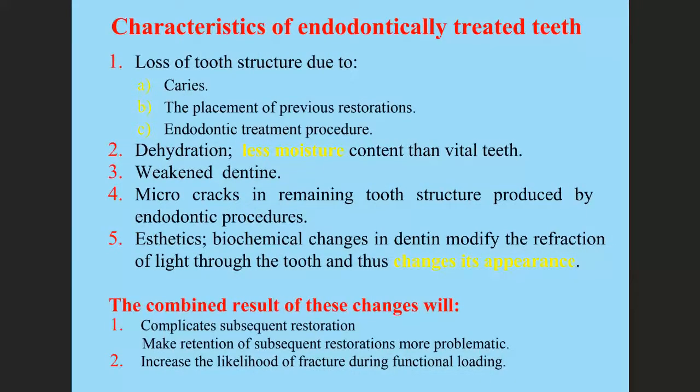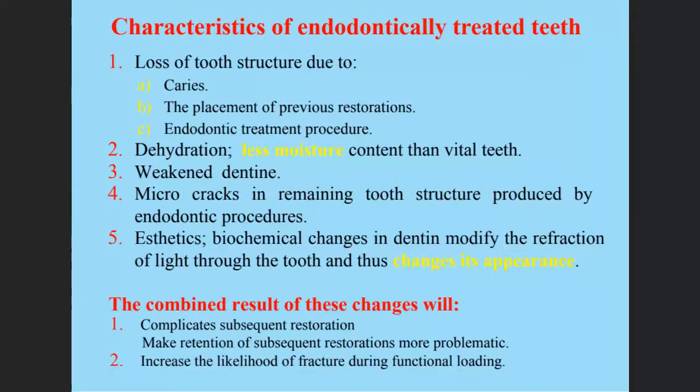What are the characteristics of endodontically treated teeth? The first thing is the loss of structure because of caries, previous restorations, or endodontic procedures. Second is dehydration, less moisture compared to vital teeth, which will result in weak dentine, also microcracks induced by endodontic procedures. And also, the most important is the appearance, because of biomechanical changes in dentine, which will modify the refraction of light through the tooth structure.